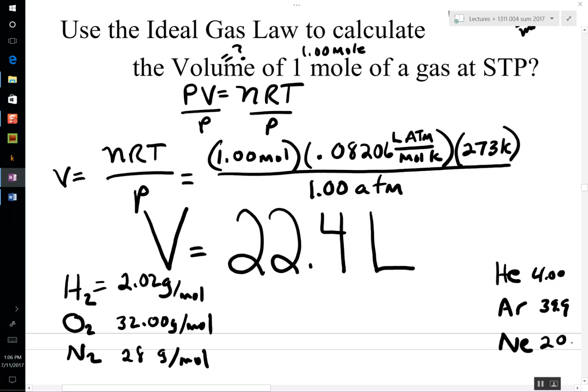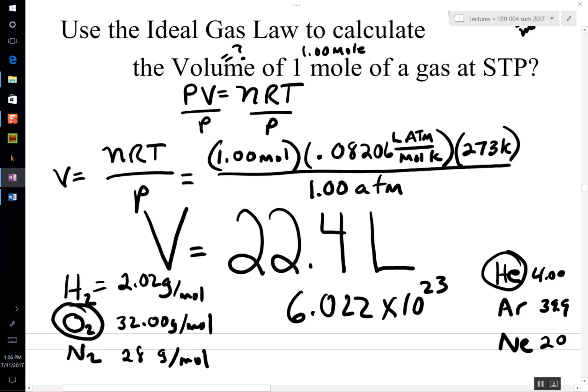They have different weights. But that's a mole. That's 6.022 times 10 to the 23rd. That's the thing that's common here. We're talking about the same number of particles, whether that particle is an atom or a molecule. 32 grams of oxygen is Avogadro's number of oxygen molecules. 4 grams of helium is Avogadro's number of helium atoms.